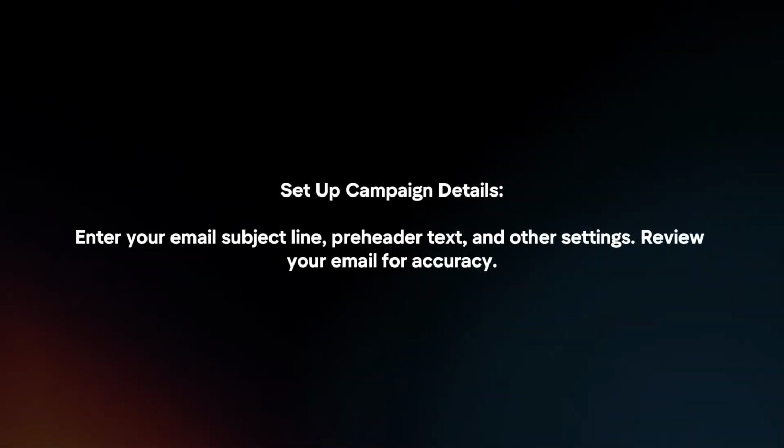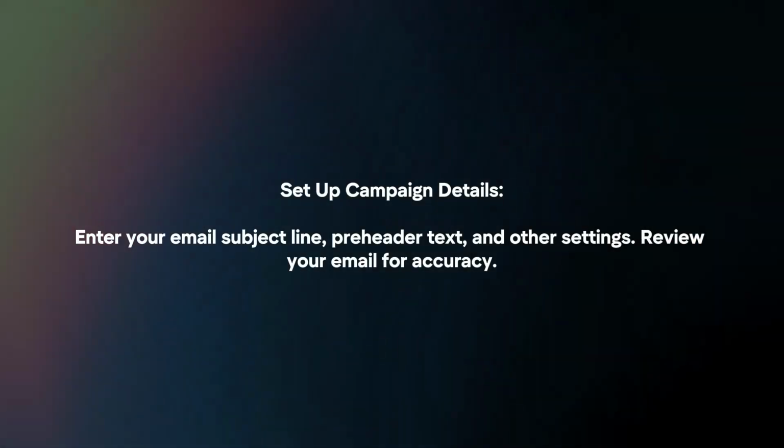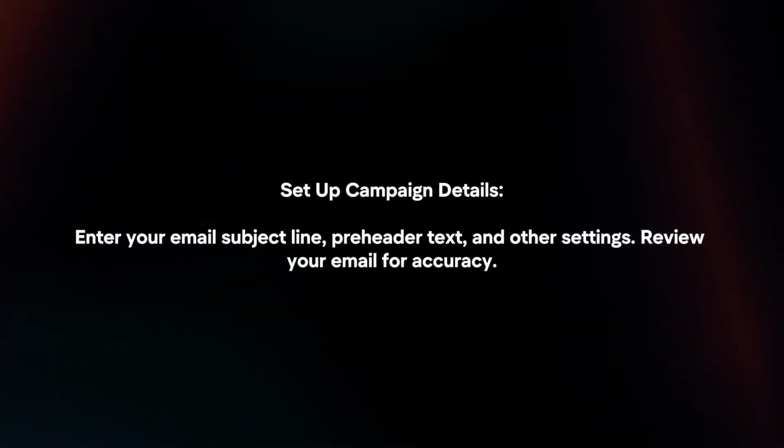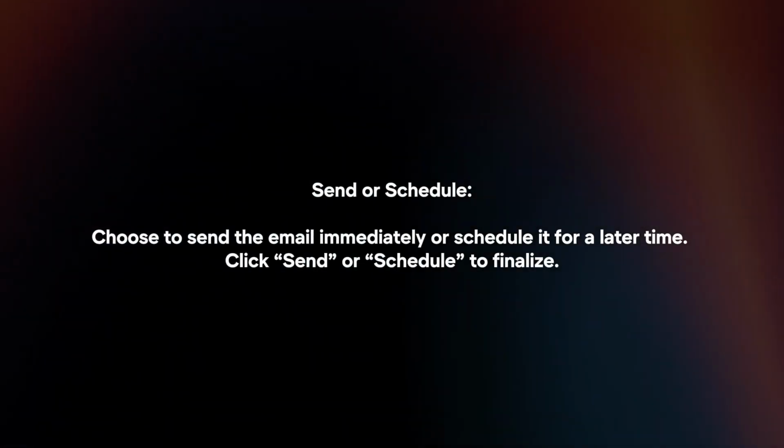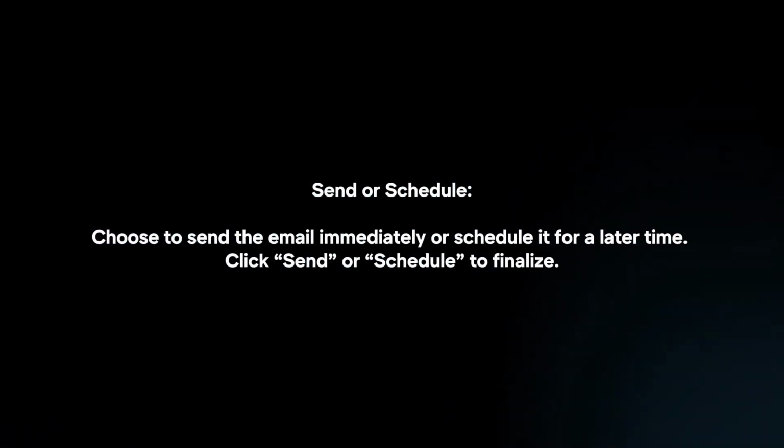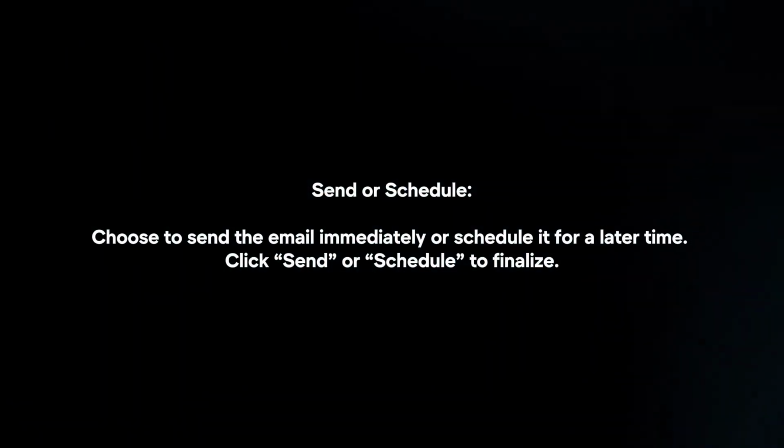Set up campaign details. Enter your email subject line, pre-header text, and other settings. Review your email for accuracy. Send or schedule. Choose to send the email immediately or schedule it for a later time. Click Send or Schedule to finalize.